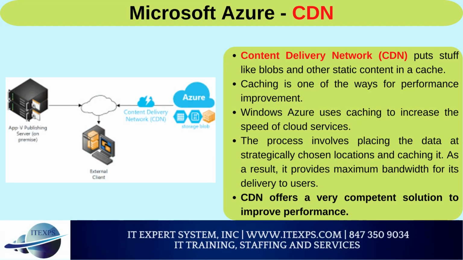Microsoft Azure CDN. Caching is one of the ways for performance improvement. Windows Azure uses caching to increase the speed of cloud services. Content Delivery Network puts things like blobs and other static content in a cache. The process involves placing the data at strategically chosen locations and caching it. As a result, it provides maximum bandwidth for its delivery to users. CDN offers a very competent solution to improve performance in this case.